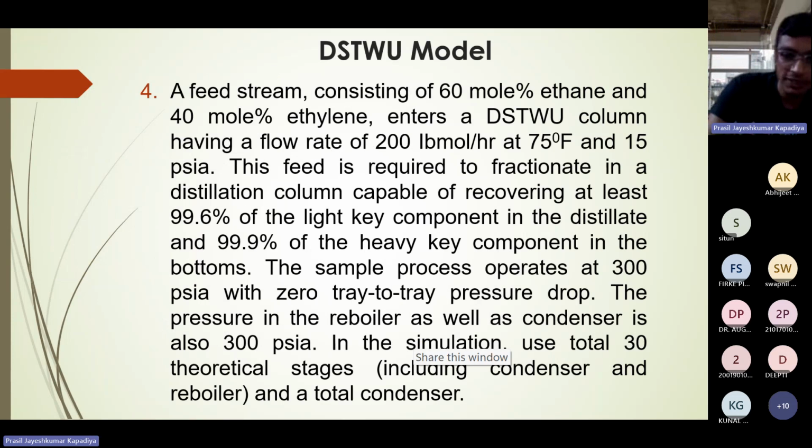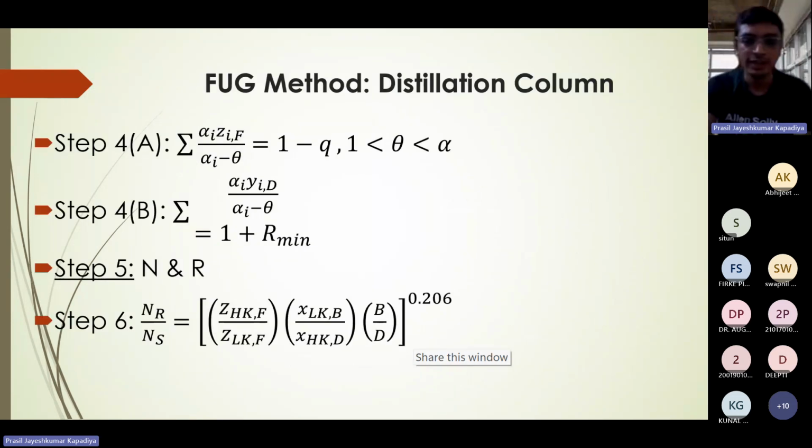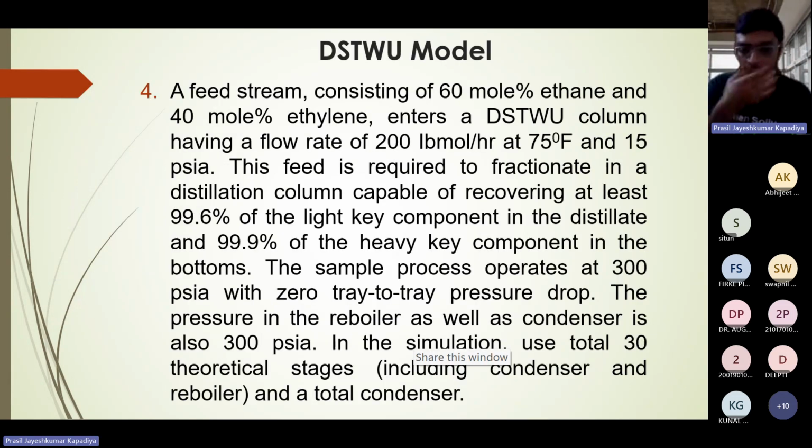So from this shortcut method, we can estimate the minimum number of trays, the minimum reflux ratio, and from that the actual number of trays, actual reflux ratio, and the feed tray location. This is when we don't know anything, this is the way we can start. Okay, so now let's solve a problem.